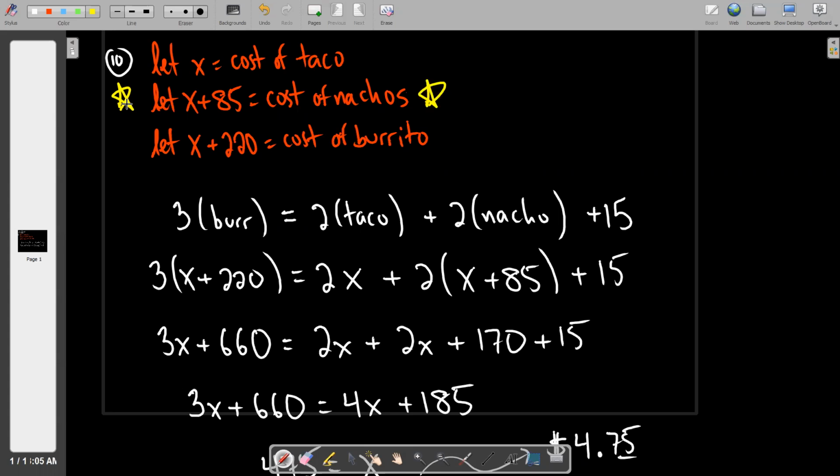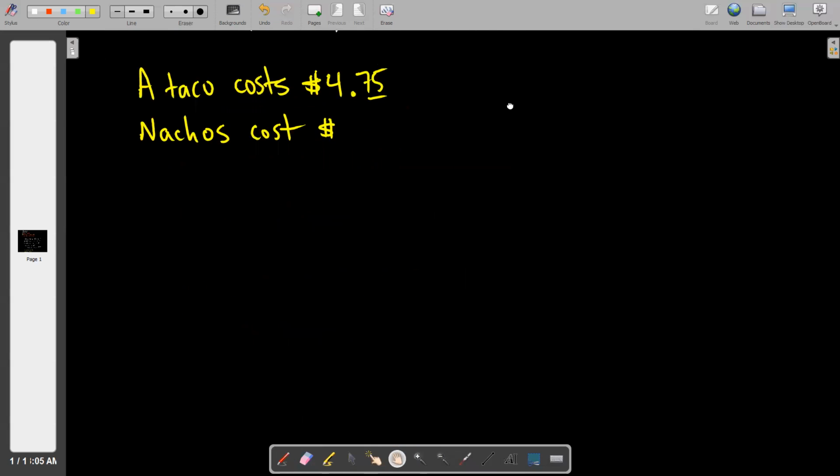So if you wanted to do it on a calculator, you could type in 475 plus 85, or you could do 4.75 plus 0.85. Again, I don't care. You just have to be consistent. Dollars have to add to dollars or cents have to add to cents. Either way, it comes out to 560. You okay with that? Yeah. So then nachos have to cost $5.60.